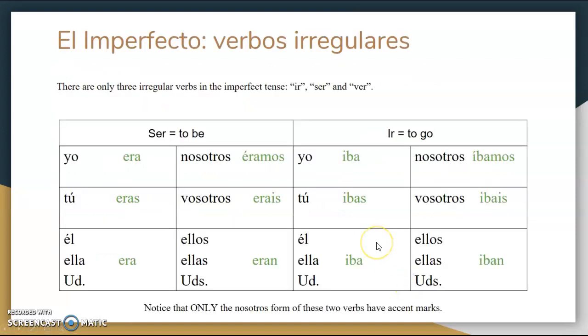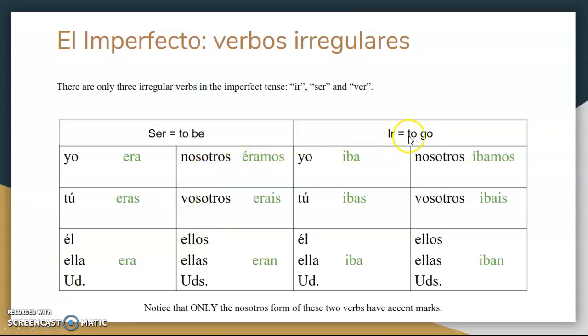Alright, so here's the three irregular verbs. The cool thing about the imperfect is there's only three of them, and you have ir, ser, and ver. So ser is to be, and the way you conjugate it in the imperfect is era, I used to be, eras, you used to be, era, she used to be, éramos, we used to be, erais, y'all used to be, and eran, they used to be. Okay, notice the accent only on the nosotros form there.